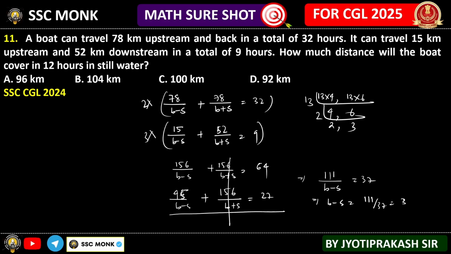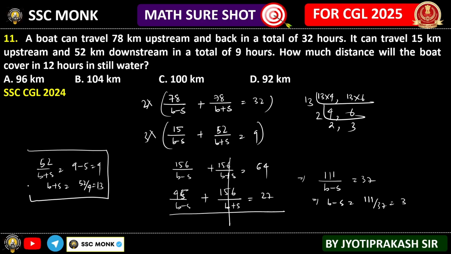Sir, when boat minus speed is 3, if I put that value over here, 15 by 3 is equal to 5. So 52 by b plus s is equal to 9 minus 5, that is 4. So boat plus speed is equal to 52 by 4, that is equal to 13. So I got the value of boat plus speed, sorry, this is 13, and boat minus speed. So 2b is equal to 13 plus 3, 16 by 2, that is 8. So boat speed is 8 km and it is traveling for 12 hours. So total distance covered is equal to 12 into 8, that is 96 km. Answer option A. Done? Next.